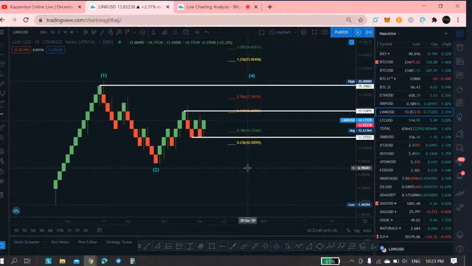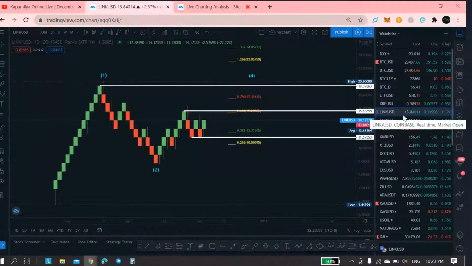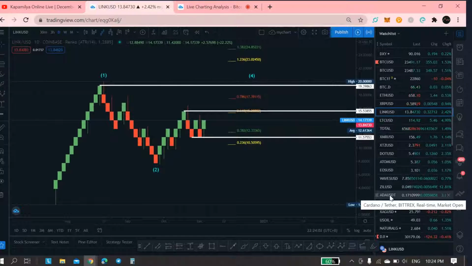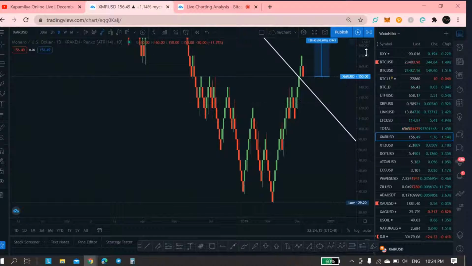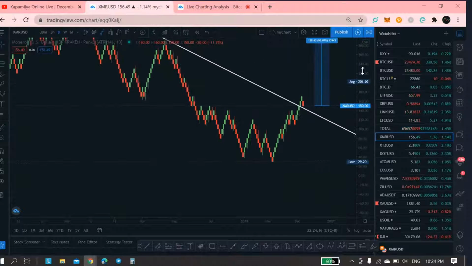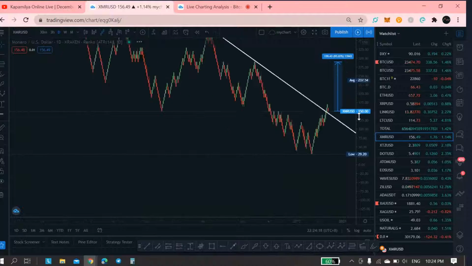So I think that's it for LINK. I think we can just even discuss most of it. I think I hold most of it, except ADA, but I'm looking to add it to my portfolio. So after LINK, we can also try to look at this XMR. Actually, XMR is also an exciting one.